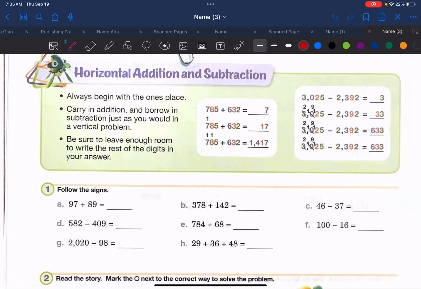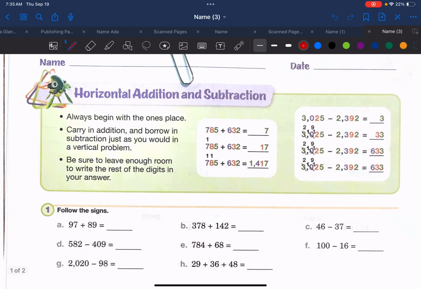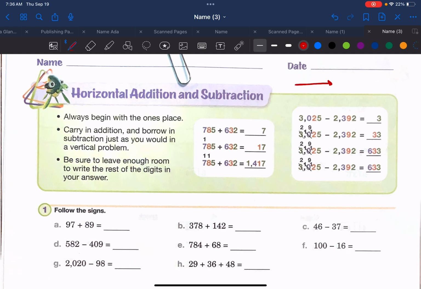Good morning, fourth grade. Today you have lesson 13, and it is horizontal addition and subtraction. So horizontal just means it goes from left to right or right to left. Vertical means it's going up and down.